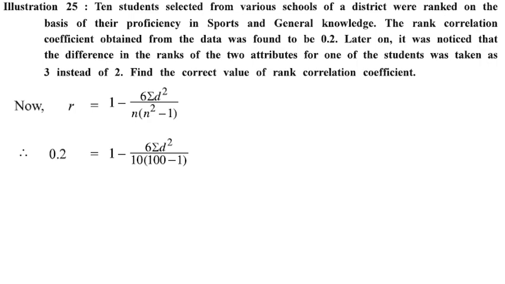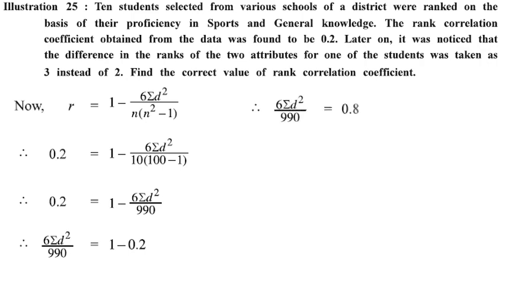So whatever values are available, we will use that to find the wrong total of the squares, because once we find the wrong total of the squares, we will deduct the wrong value and add the correct value. That way we will find the correct total of the squares. So whatever values we have right now, we are using that value. We will change the side. That way we get summation d square is equal to 0.8 into 990 upon 6, and that way we get summation d square as 132.